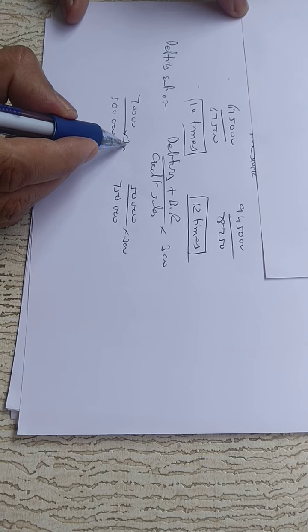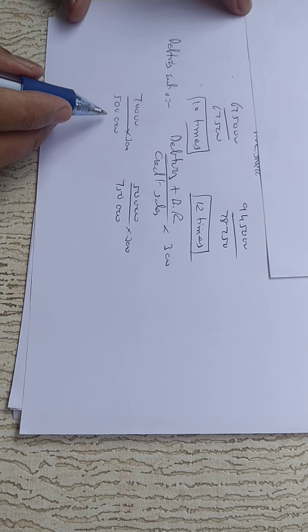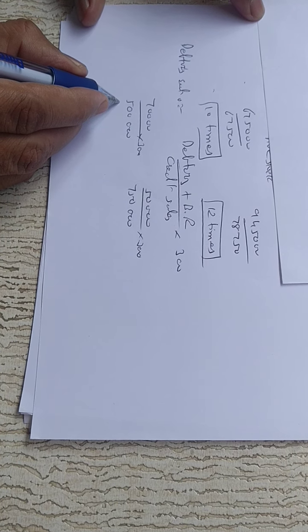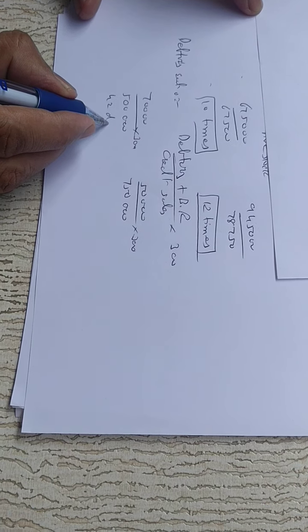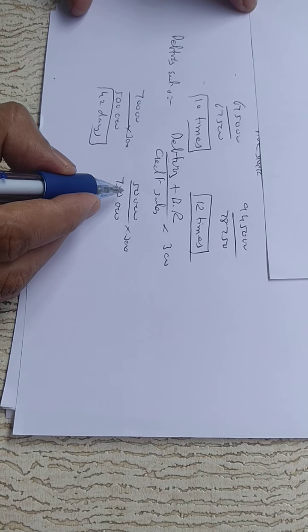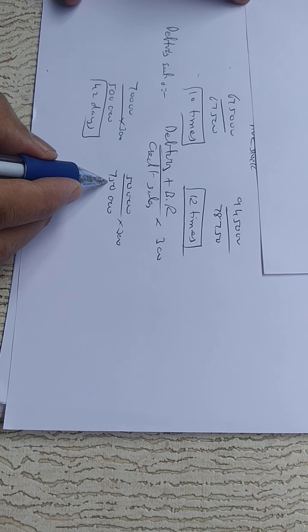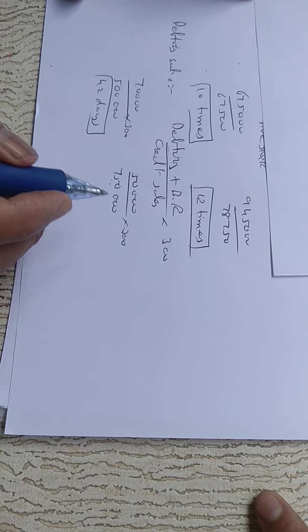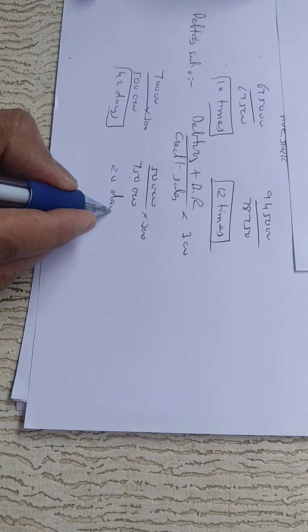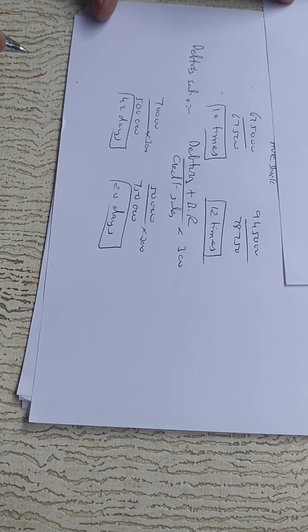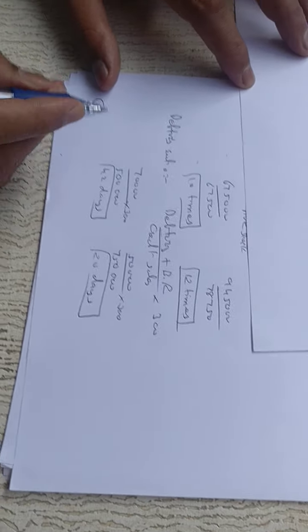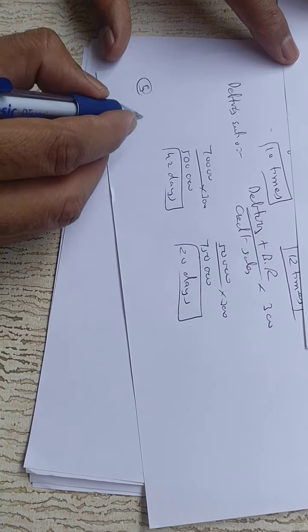So 70,000 divided by 5 lakh into 300, then the answer is 42 days. And 50,000 divided by 7 lakh 50,000 into 300, the answer is 20 days. Now the last one, current ratio.